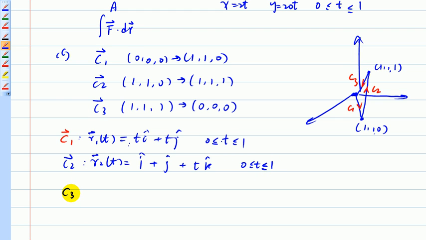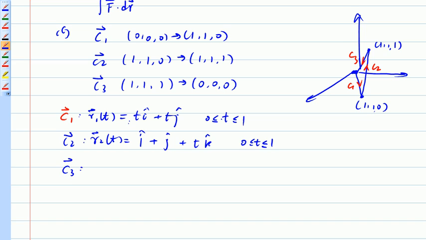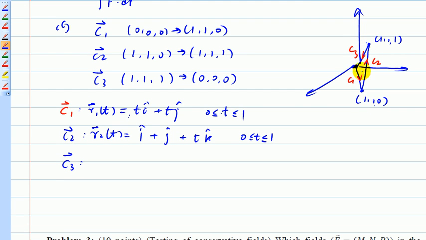Now C3, this is a part you need to be careful with. C3 is from this point to this point instead of from the origin to this point. So let's call this point A, this is B, and that's the O point. So from point B to point O.